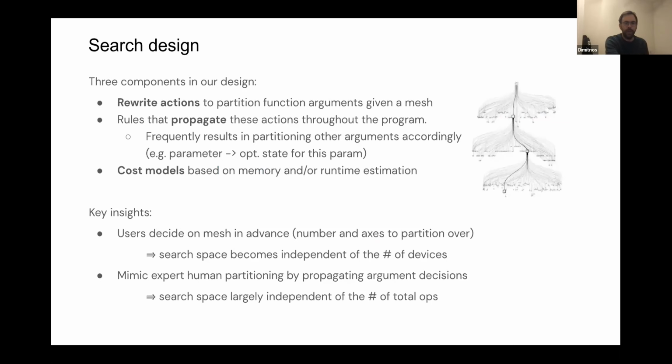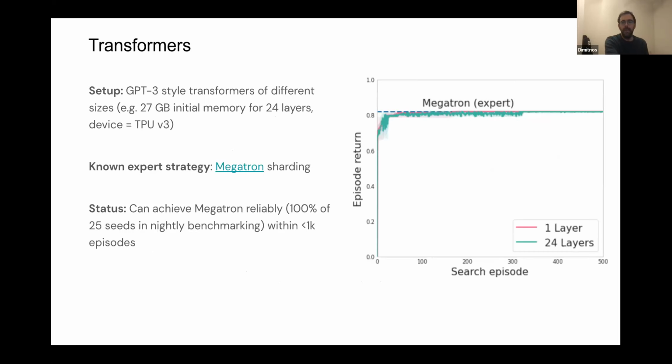We have implemented, I realized I didn't say, Monte Carlo tree search on top of this game, really. For transformers, for example, we can achieve within a few episodes what is considered the best human expert strategy, which is the Megatron paper published by NVIDIA, I think, a few years ago. So that's very promising. And interestingly, we can do this even if it has 1 layer or 24 layers.